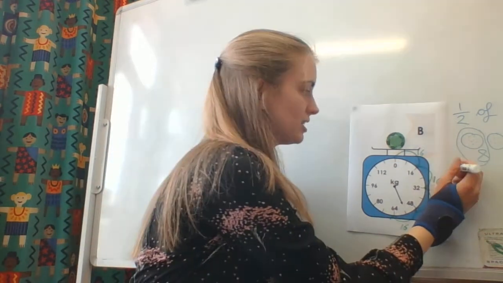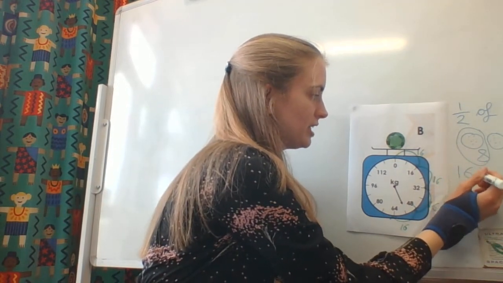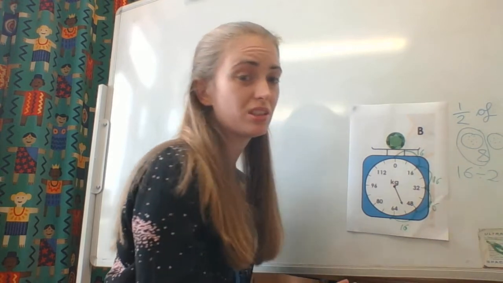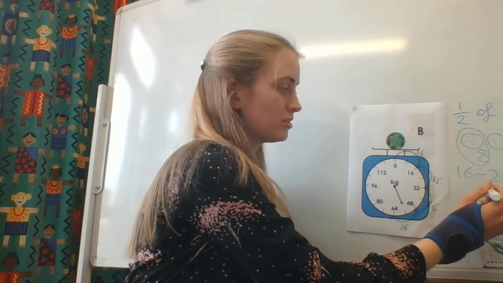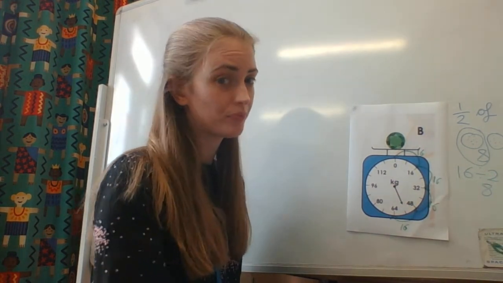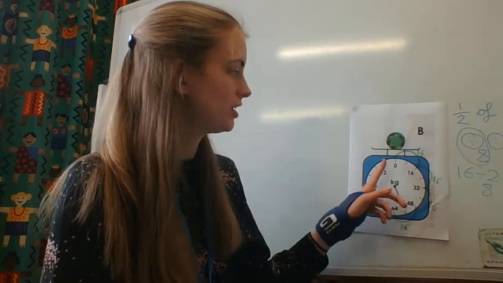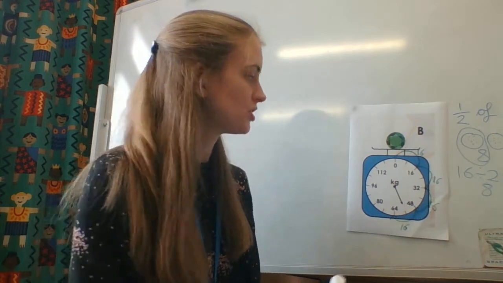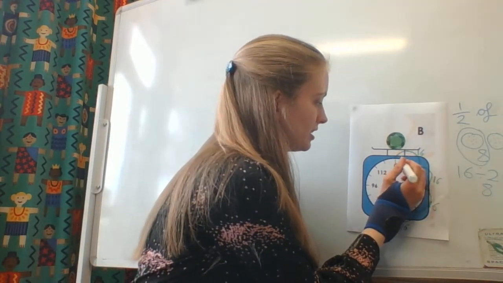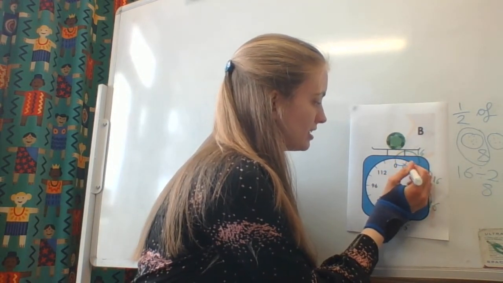Could also do it as 16 split into 2 equal groups. 16 divided by 2. We all know the answer is 8. Okay? So you can do it either way, either of those ways. So I now know that each of these jumps is 8. So to there is 8, 8, 16.